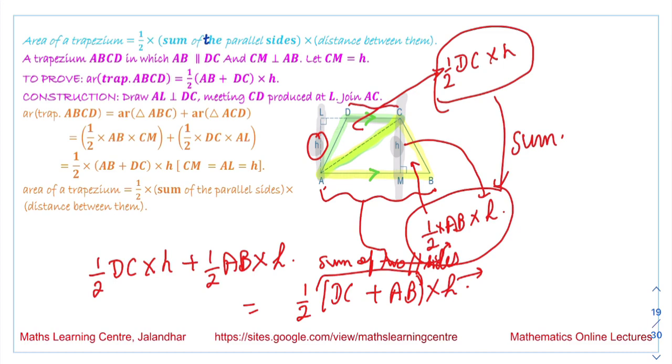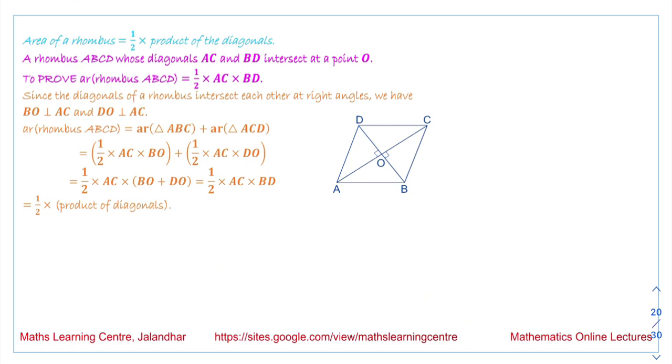Next we have to prove that the area of a rhombus is half the product of the diagonals. So we consider the rhombus ABCD, and we have diagonals AC and BD. We know that the diagonals of the rhombus are at 90 degrees to each other. So if I consider this triangle, ABC, this is the perpendicular, this is AC, and this is the perpendicular OB.